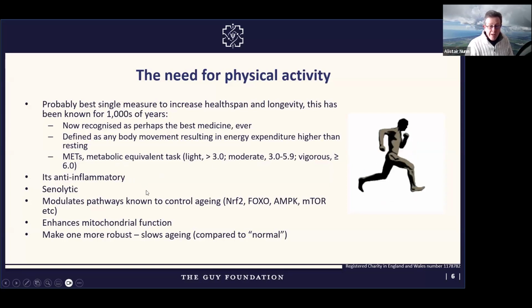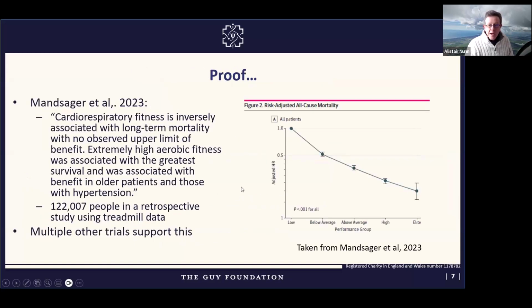And we know it's anti-inflammatory, it's senolytic, exercise results in the removal of damaged organelles and cells, and it modulates all the pathways we know in the aging process. And this is NRF2, FOXO, AMPK, mTOR, many others, probably P53, there's all sorts of other things involved in there. And as you said, it seems to enhance mitochondrial function, but it certainly seems to make one more robust. And I say this slows aging compared to normal. We've got to remember what we measure as normal is not necessarily healthy, because of course we're living in a large variable population.